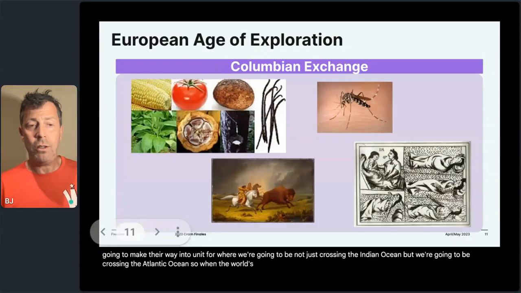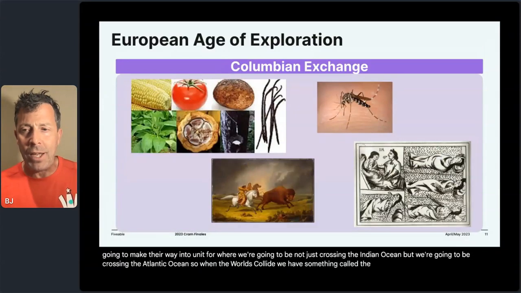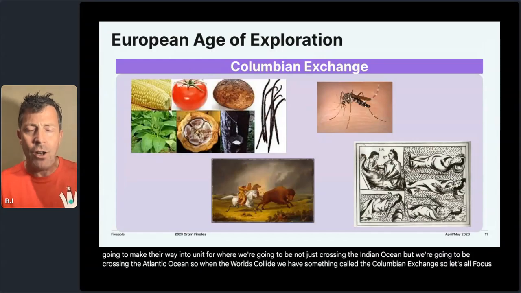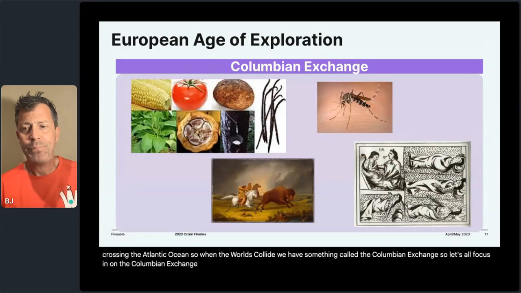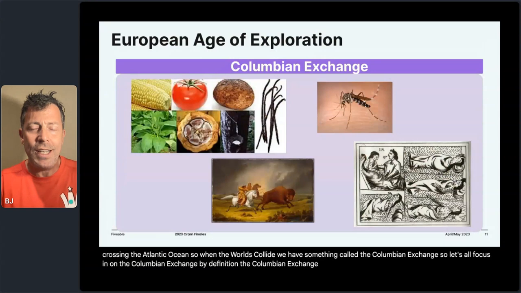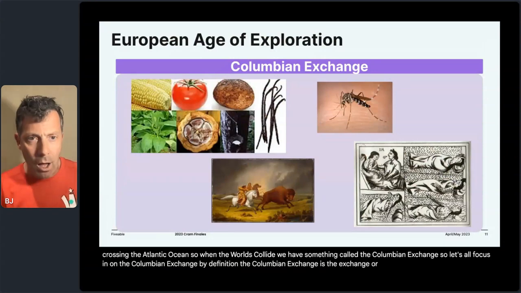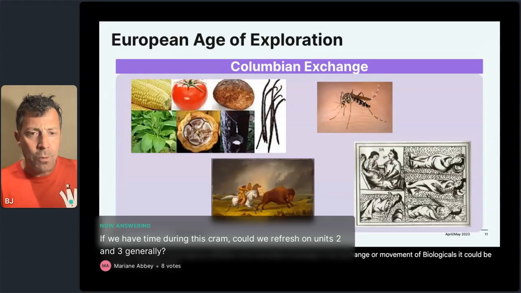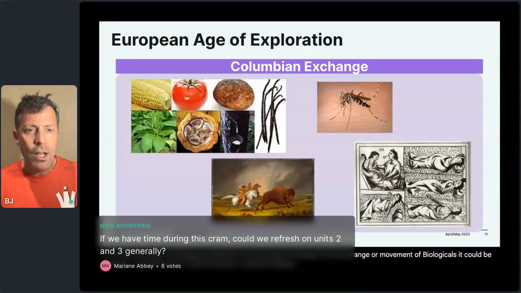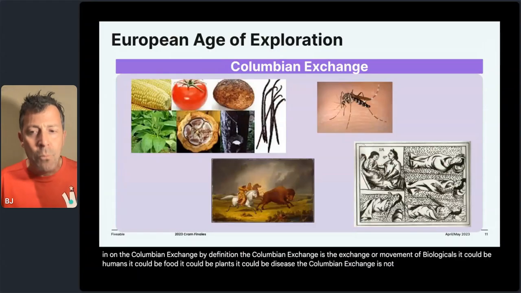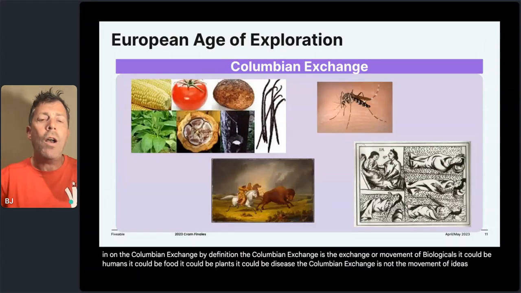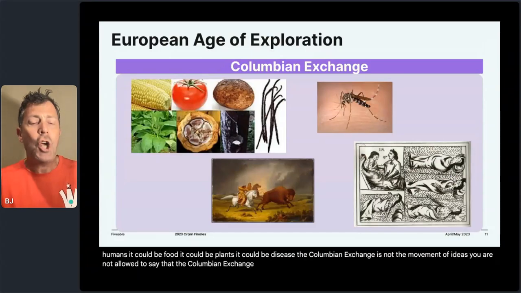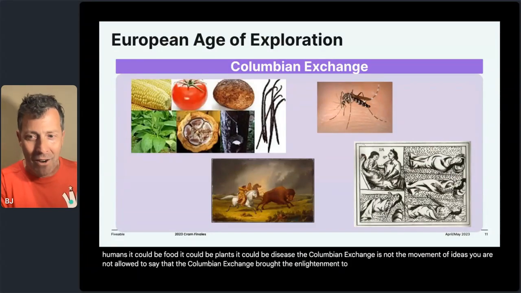So when the worlds collide, we have something called the Columbian Exchange. So let's all focus in on the Columbian Exchange. By definition, the Columbian Exchange is the exchange or movement of biological things. It could be humans, it could be food, it could be plants, it could be disease. The Columbian Exchange is not the movement of ideas. You are not allowed to say that the Columbian Exchange brought the Enlightenment to the Americas.